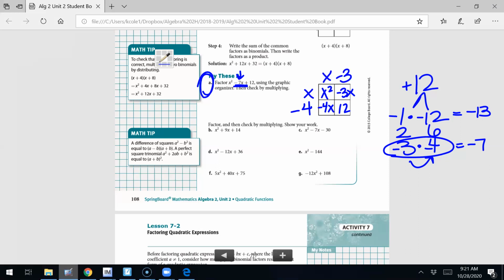So now we need our two sets of parentheses. What's going to be in my first set of parentheses? It doesn't matter. You could put either one first. We're going to put x minus 4 in the first parentheses. What's going to be in our second parentheses? And that's your answer. Just like that.